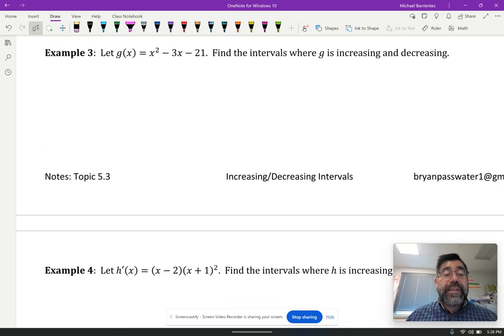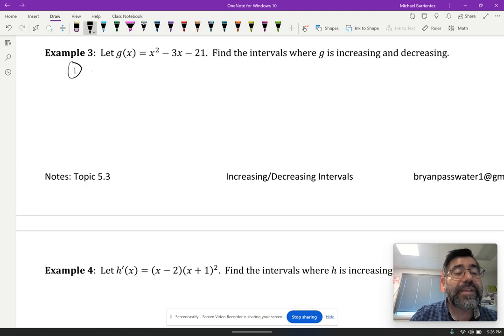Let g of x be this quadratic, x squared minus 3x minus 21. Can you find the intervals where the graph of g is increasing and decreasing? Well, if it's a quadratic, that means it's a parabola. If it's a parabola, then it's only increasing and then decreasing. Or I'm sorry, decreasing and then increasing. So this might be a little bit quick, but let's follow the process to make sure we understand the process.